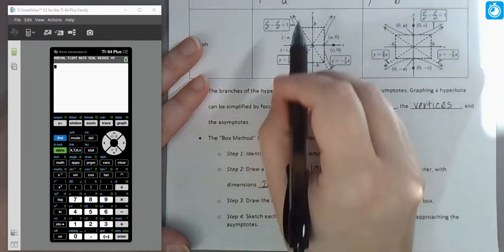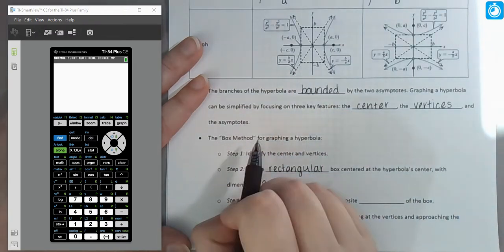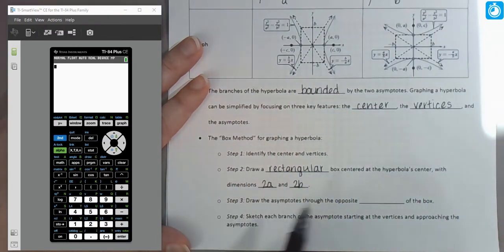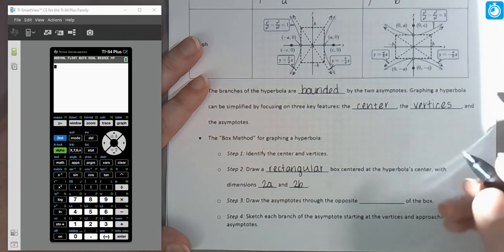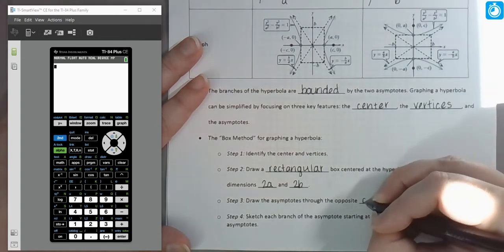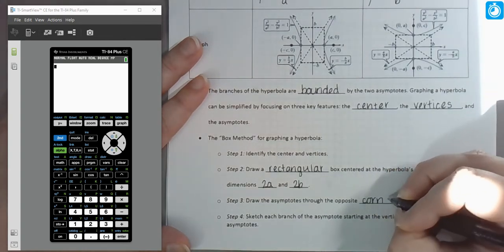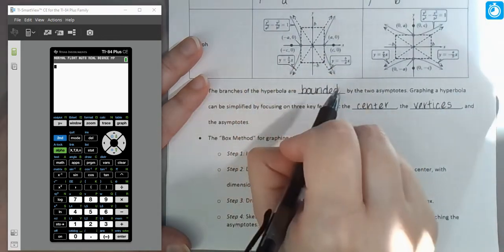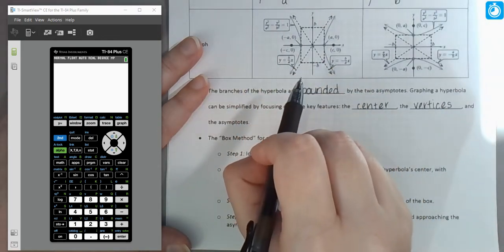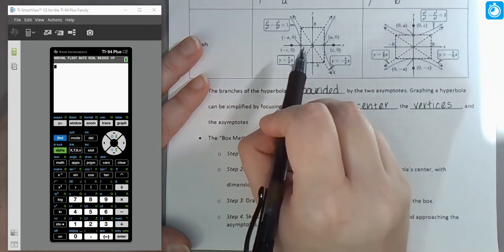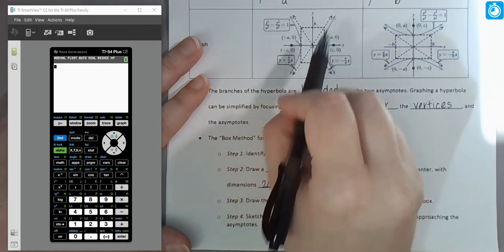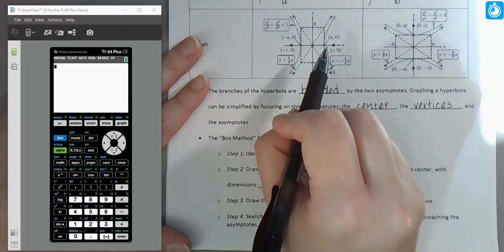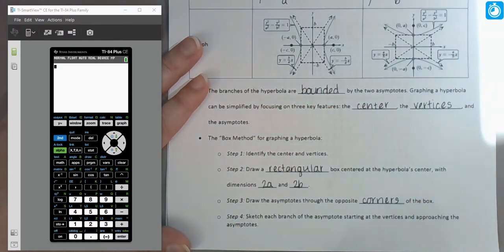So once we have this box drawn, hence the term the box method, we're going to draw the asymptotes through the opposite corners of the box. And if we've drawn the box correctly, those two asymptotes are going to pass through the center, and they're going to be structured in such a way so that we can just trace out the graph of the hyperbola by starting at each vertex and then following the asymptotes.